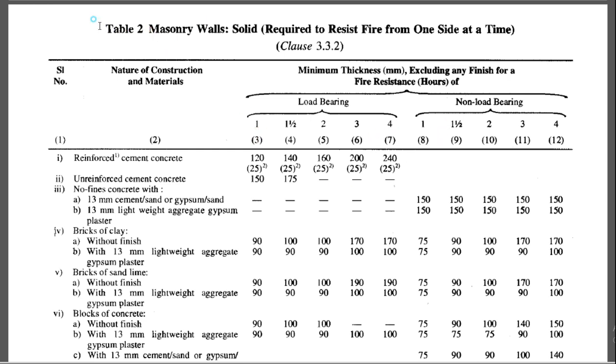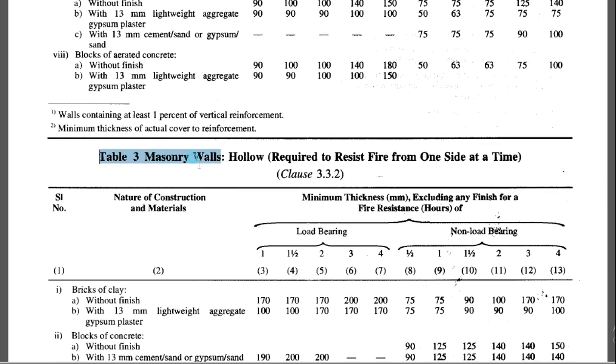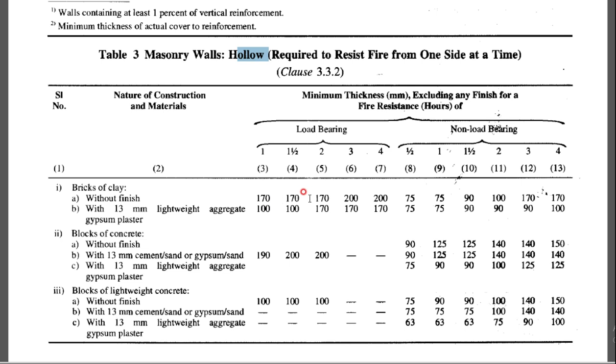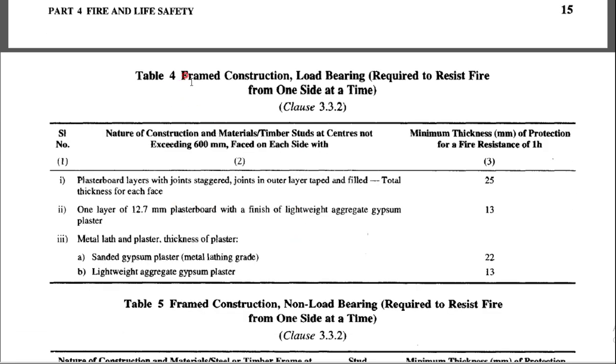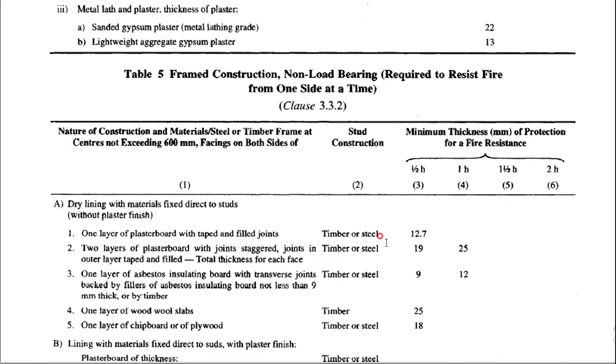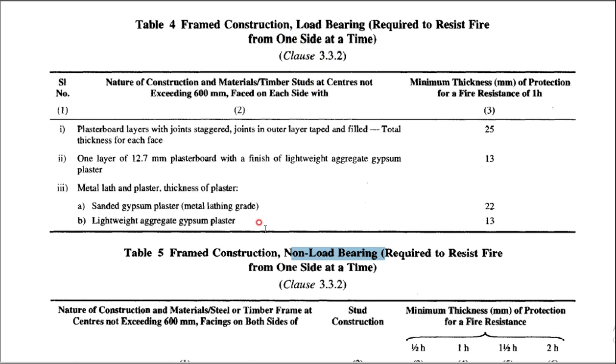Table 2 is for masonry wall, table 3 is for masonry wall, but it is hollow. For hollow the thickness is increased. Can you see here? For different types of materials thickness is increased. Now these are some of the framed construction. For what, they have mentioned the different thicknesses. This is for frame construction for non-load bearing. This is for framed with bearing, load bearing.